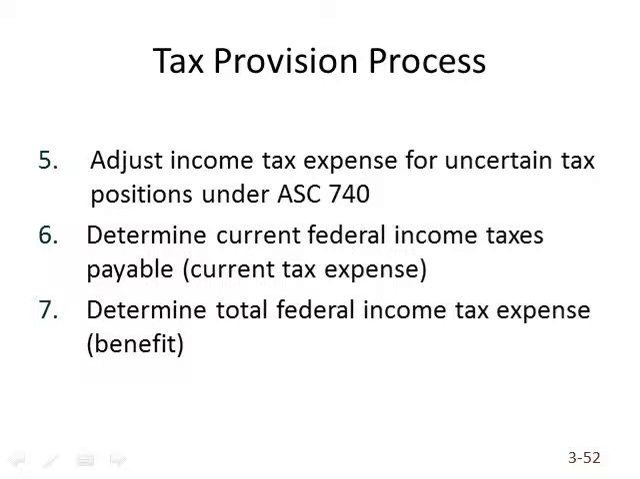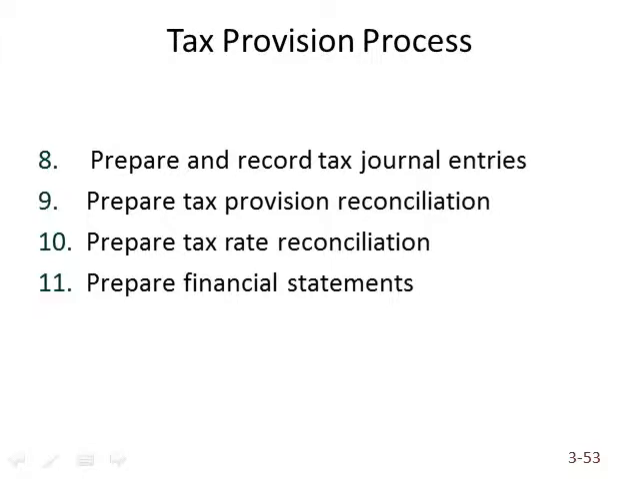We then adjust our income tax expense for any uncertain tax positions under ASC 740, which we just talked about. We determine what our current federal income taxes payable will be, so that's our current tax expense. We determine the total federal income tax expense. Then we prepare and record our tax journal entries, prepare our tax provision reconciliation, prepare our tax rate reconciliation, and prepare our financial statements. This is just meant to give us an appreciation of the multiple step process it takes to get to generating financial statements and what's taken into account in those financial statements.